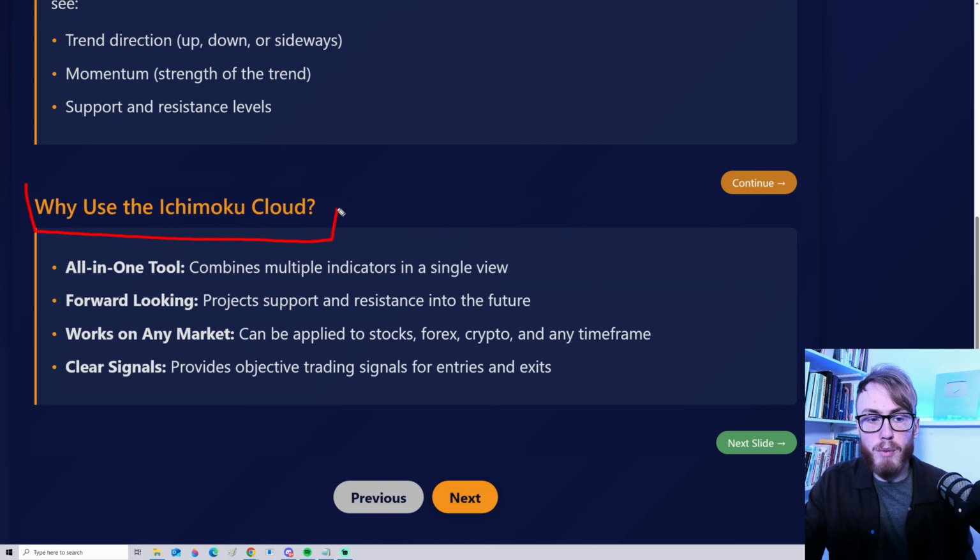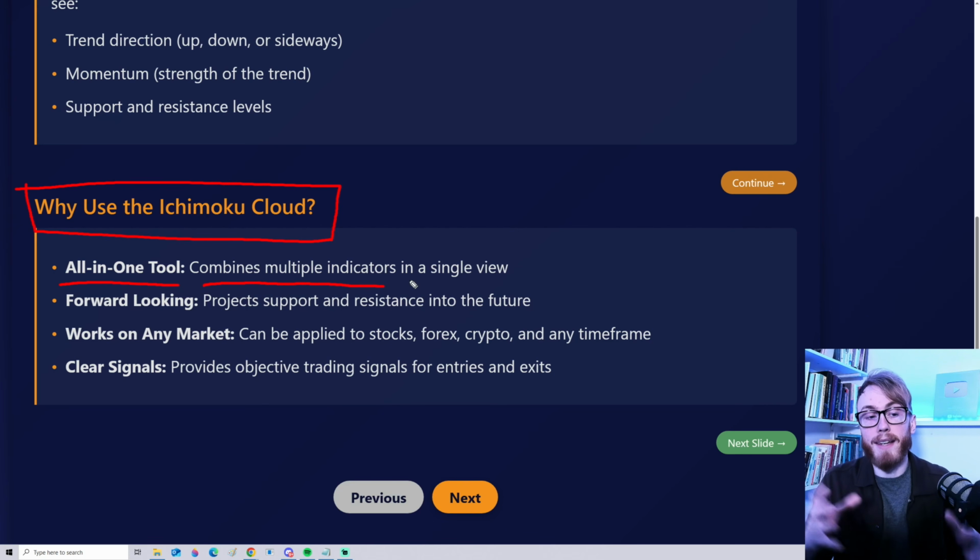And now, why would you use the Ichimoku cloud? Well, first of all, it's basically an all-in-one tool. Not really an all-in-one tool, but it combines multiple indicators into one. Another cool thing about this indicator is that it's forward-looking. A third reason is that it works in any market, whether you're trading crypto, forex, or stocks, and this indicator can also provide some pretty clear signals.